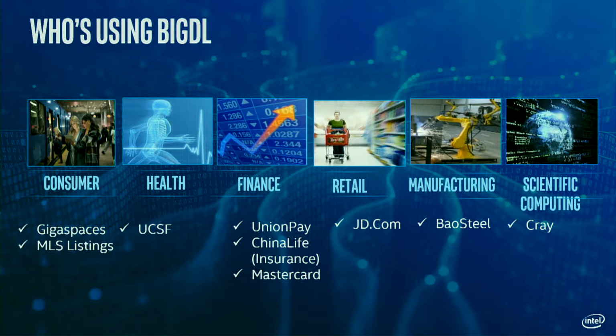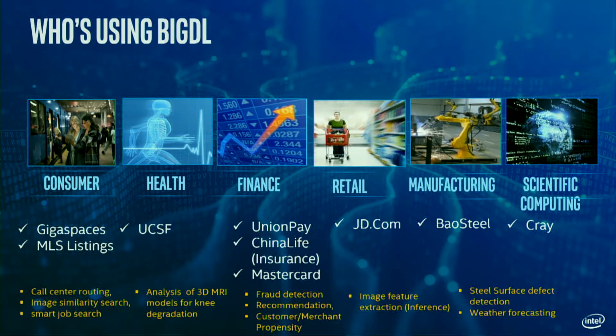And actually, the target of BigDL is to get comparable performance with GPU cluster. Okay, so next is Bob Steele, and he's from steel manufacturing, and he's using BigDL to detect the product defects. And Cray is another platform provider for science computing.